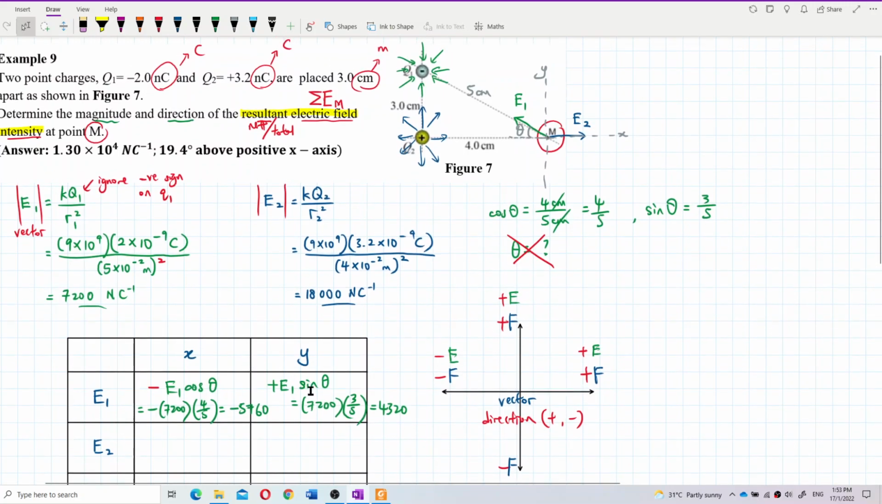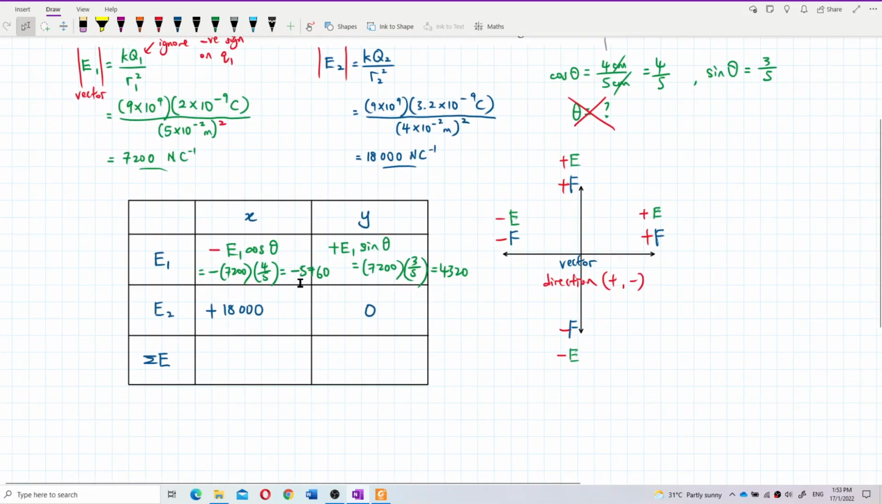Now I need to find E2. E2 is just the x component, so the y component is 0. It is only the x component and is going to the right. A vector going to the right is positive. So positive E2 is totally x component: positive 18,000 to the right. So I have resolved all my vectors already.